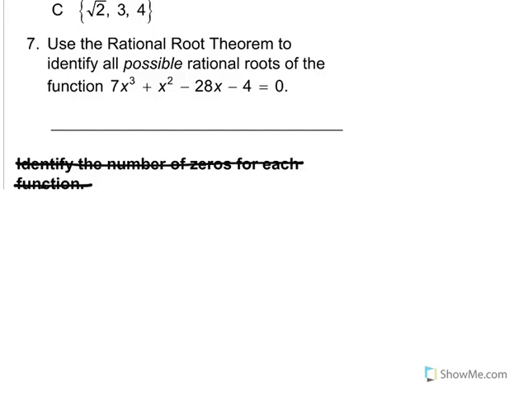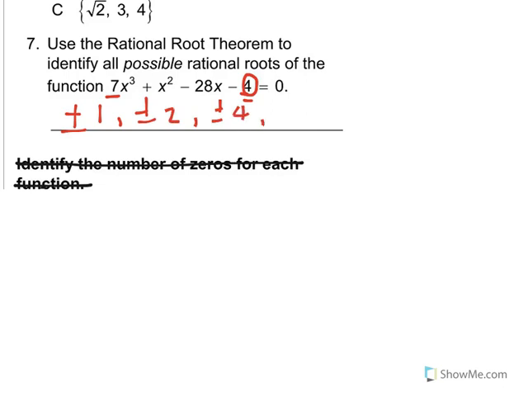Number 7 says use the rational root theorem to identify all possible rational roots of the function. And so we are going to use the possible zeros according to the last number again. And remember, because there is a 7 here, we actually need to test the roots. If none of the roots for the 4 would work out, we're going to need to include the 7. So based on 4, we know that the possible zeros are plus or minus 1, plus or minus 2, and plus or minus 4.